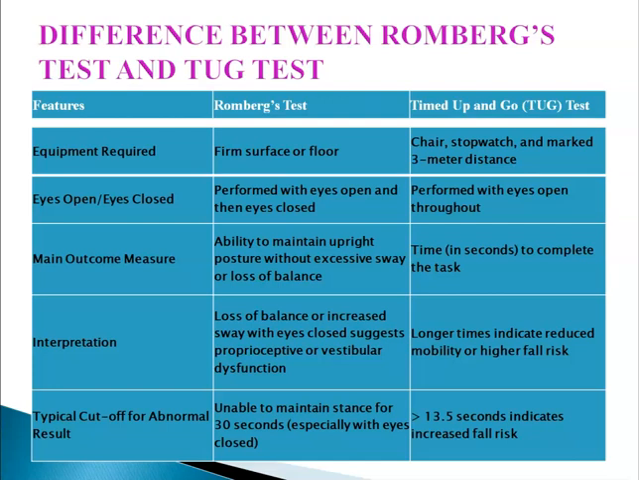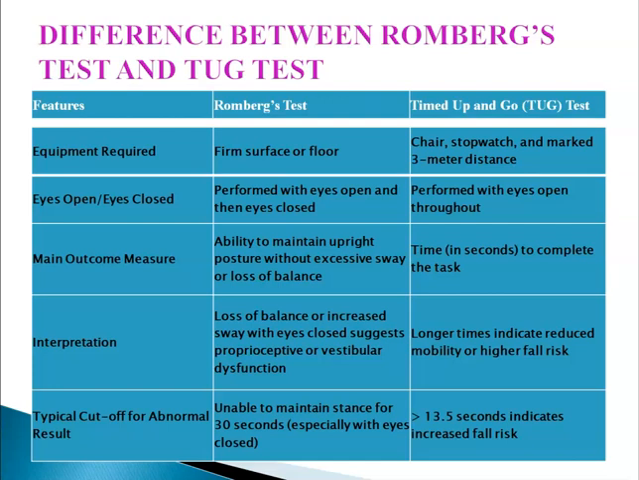The main outcome measure in Romberg's test is the ability to maintain the upright posture without excessive sway or loss of balance, whereas in TUG test it is measured in seconds, that is the duration or the time taken to complete the task. Interpretation in Romberg's test is: the loss of balance or increased sway with eyes closed suggests proprioceptive or vestibular dysfunction. In TUG test, longer time indicates reduced mobility or increased fall risk.